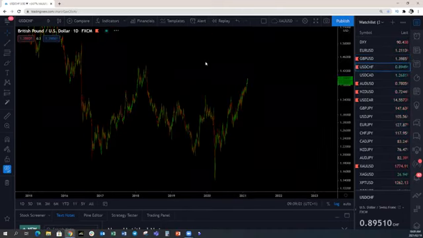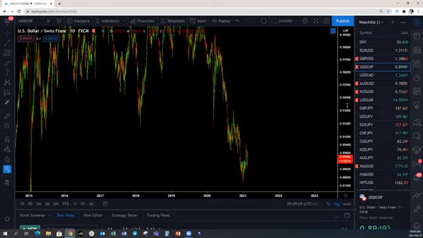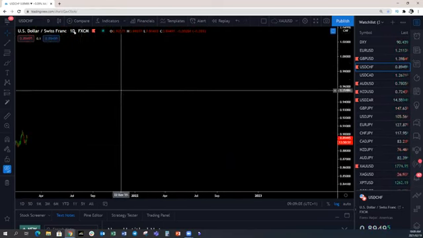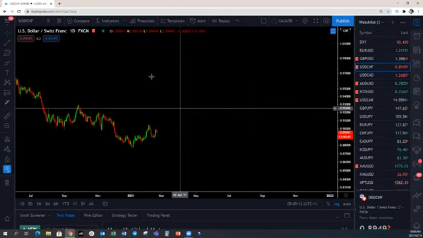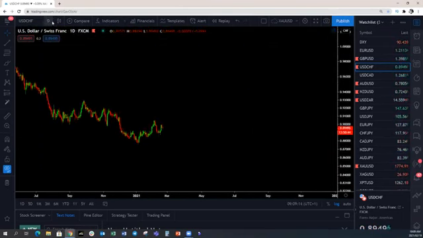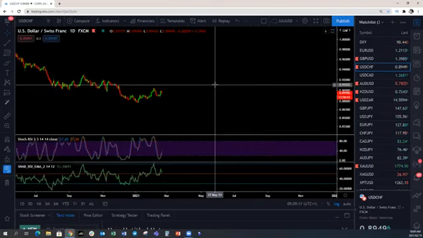US dollar chief, exactly the same structure as the DXY. Let's have a look here. Same structure as the DXY. Look for this to continue to the downside.